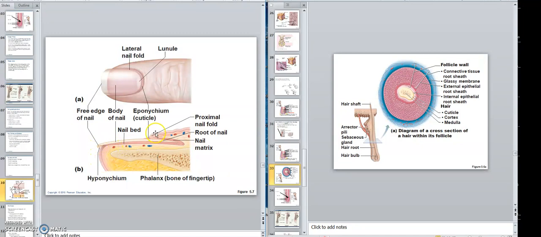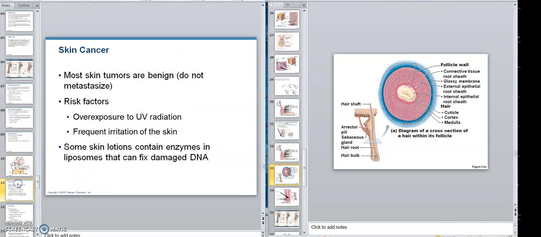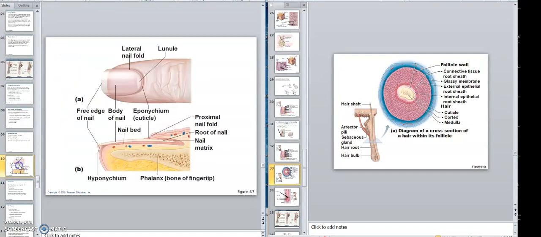So here's that nail there. Hyponychium under here. Eponychium is the cuticle. Here's the nail bed right there, what that nail is sitting on. Here's the root back here. You can look at it in your book. Okay? So that's your nail there. Okay, and you can kind of read a little bit. You don't have to read too much on nails.